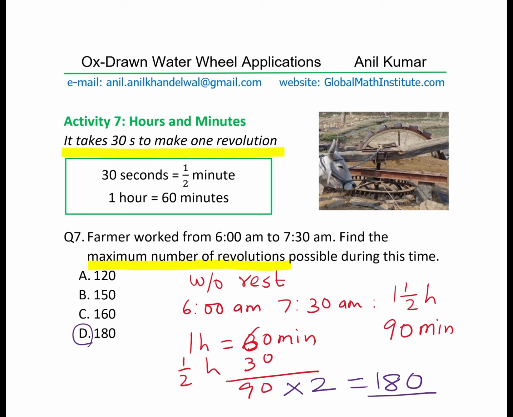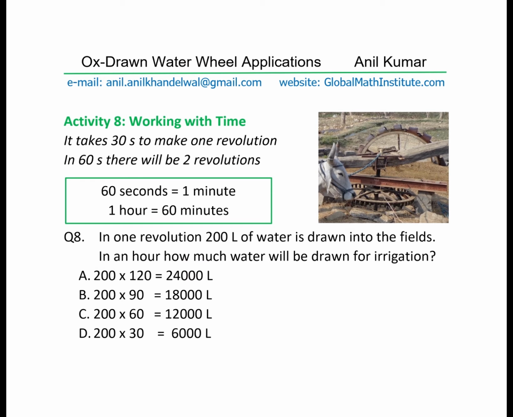So again, you see how it helps to think that in 1 minute, we are having 2 revolutions. Clear? Let's move on and take the next example. We have already looked into seconds, minutes, and hours. At this stage, we are moving on to the water part of this cycle. We'll see how much water is being drawn in liters. So activity 8 is working with time and volume.